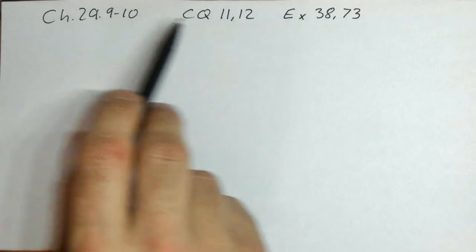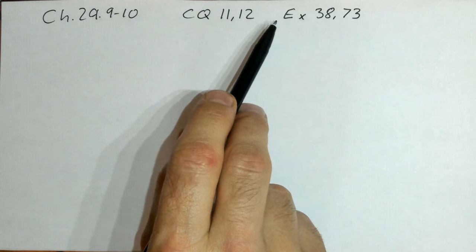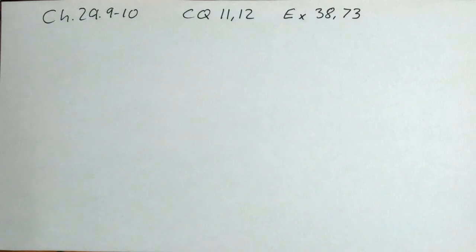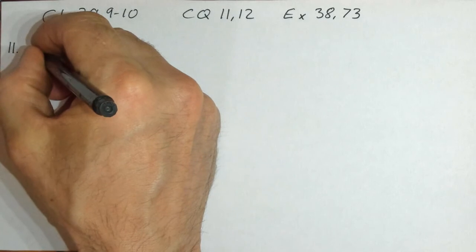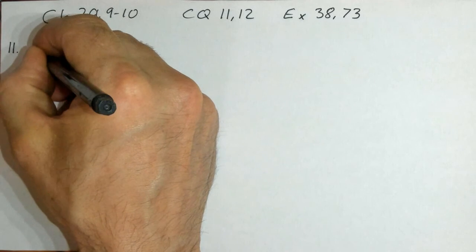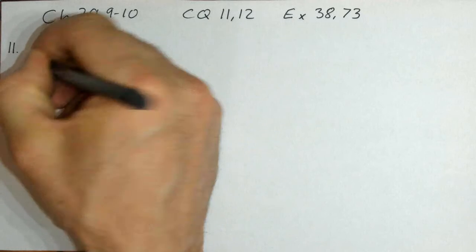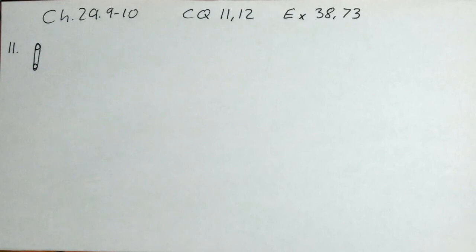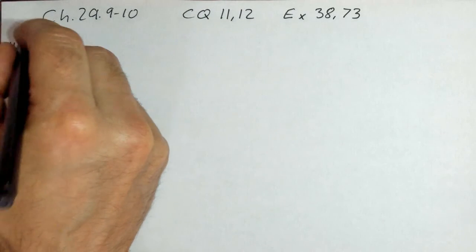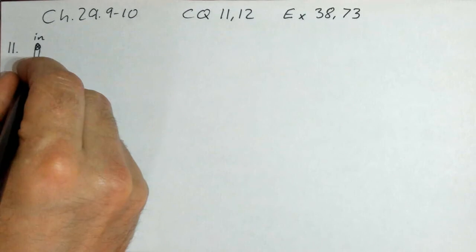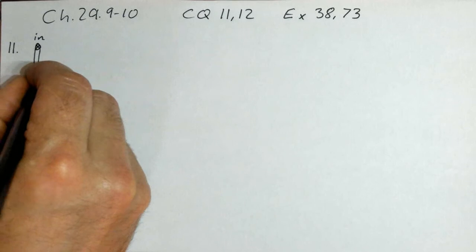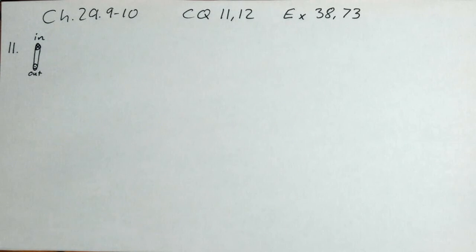Okay, today we're going to cover Chapter 29, Sections 9 through 10, and we just have a few problems to practice with. So, starting with concept question 11, we have a wire loop, a current loop, and current is flowing in at the top, that's the X, so it's in at the top and out at the bottom. This is a cross section, so we're looking at it from the side.